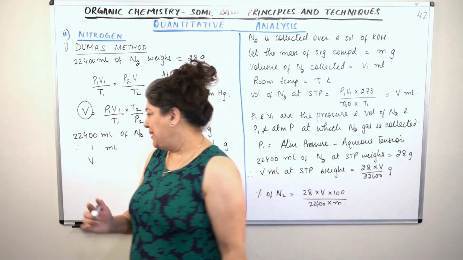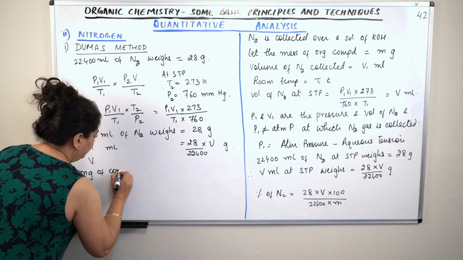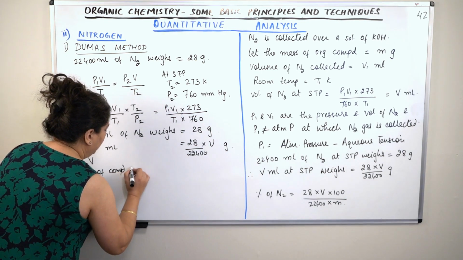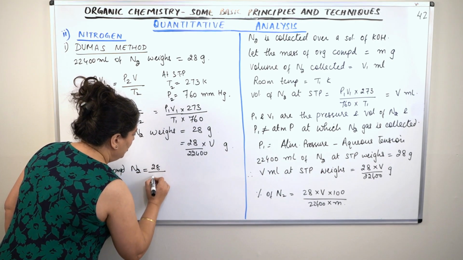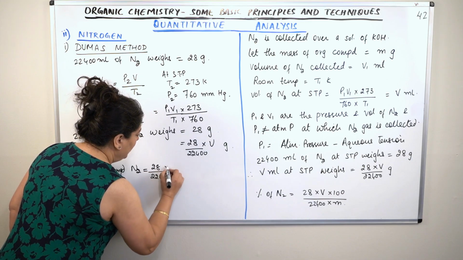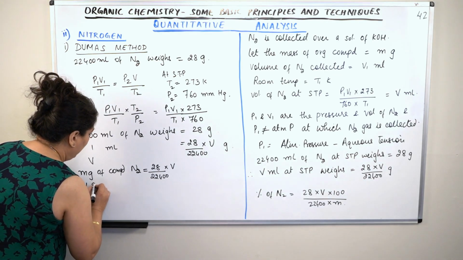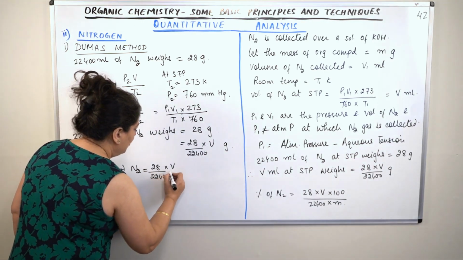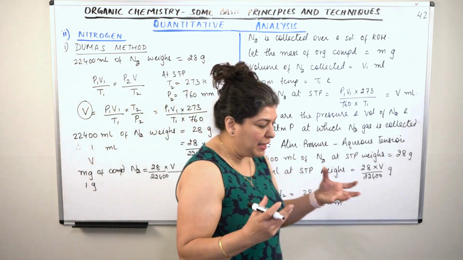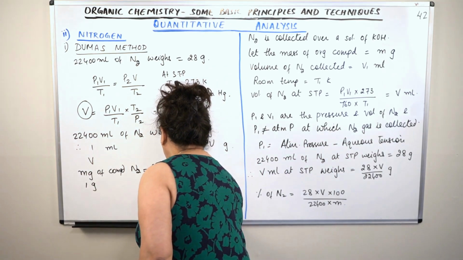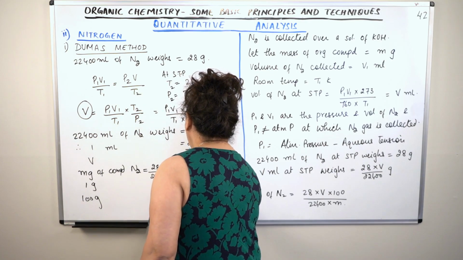So we'll use the unitary method again and say that in m grams of the compound, the mass of nitrogen is 28 upon 22400 into V grams. So if there was 1 gram of the compound, how much would it be? If this is the mass of nitrogen in m grams, in 1 gram it will be divided by m. And what would it be in 100 grams? In 100 grams it will be into 100.